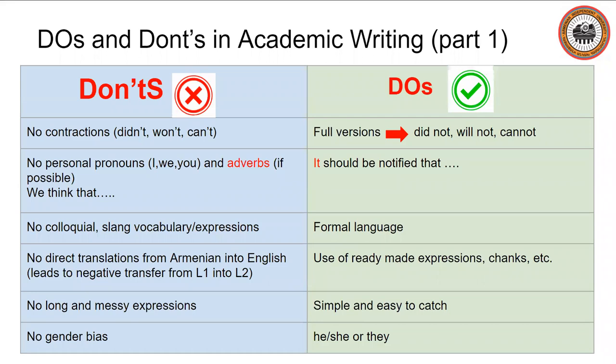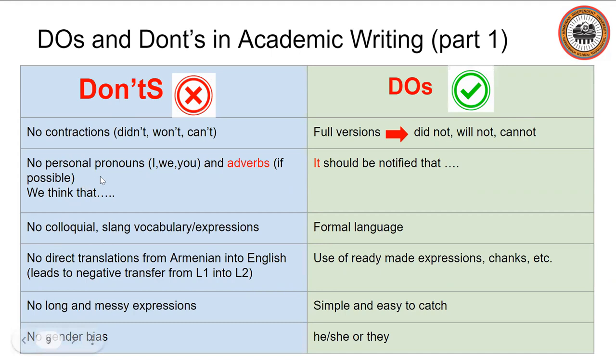Here I would like to speak a little bit about do's and don'ts in academic writing. Actually, here I have two parts, and I will try to explain them now. The first one says that when you're writing an academic manuscript, there is no need to use contractions. Contractions mean apostrophes, the shorter versions. Here I have didn't, won't, can't. You need to use the full versions: did not, will not, and cannot. Always remember that we do not have separate can and not. It's just one word, cannot.